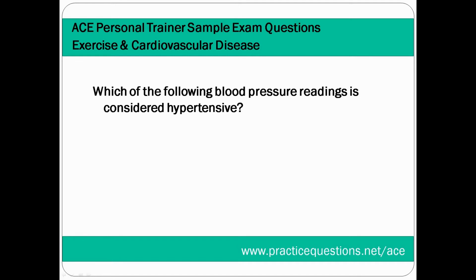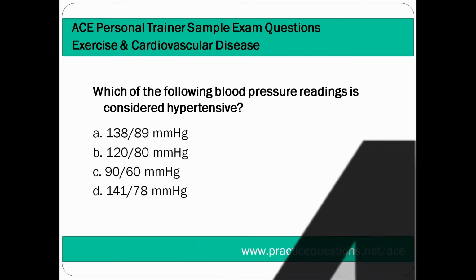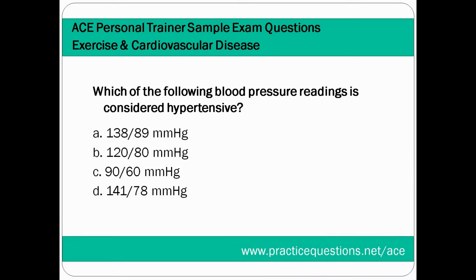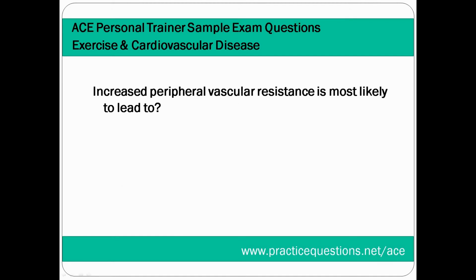Which of the following blood pressure readings is considered hypertensive? 138/89 mm of mercury, 120/80 mm of mercury, 90/60 mm of mercury, 141/78 mm of mercury. The answer is 141/78 mm of mercury.